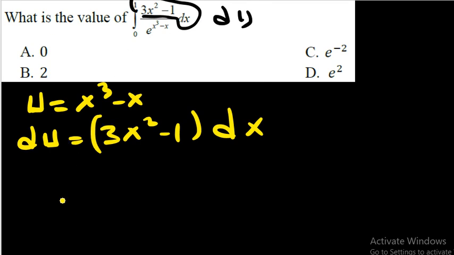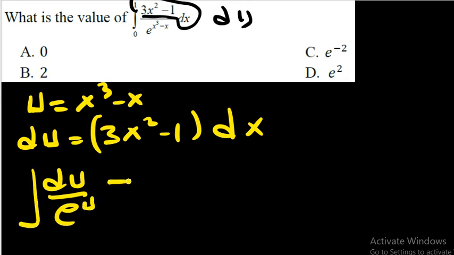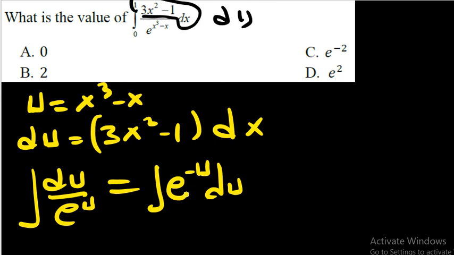So the integral will be du over e to the power of u, which means the integral of e to the power of negative u du. When you integrate e to the power of negative u, it will be the same, but the exponent is negative, so it affects the sign and it will be negative. So this is the same as negative of e to the power of negative u. Then let us get it back.